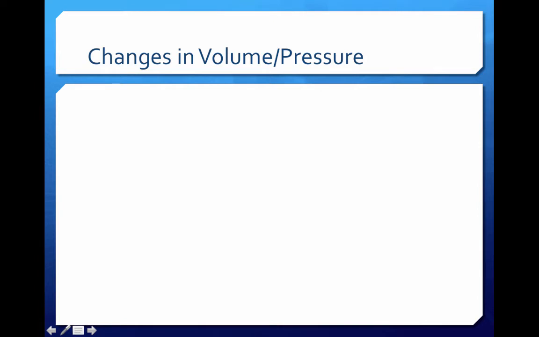Moving on, let's talk about how changes in volume and pressure are going to affect the equilibrium of our reaction. The first thing to note, and this is something people make mistakes with all the time, is that it is only relevant if there are gases present. If there are no gases present, then a change in volume and pressure will have no effect on the actual equilibrium of the reaction. So this is only relevant with gases, and maybe we should actually write that in over here.